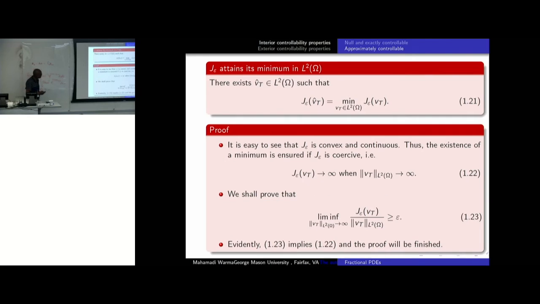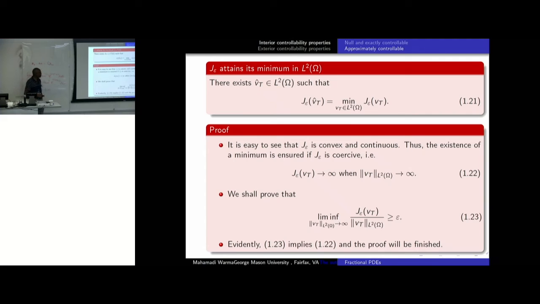Okay, but let's see. We just assumed that we have a minimum, but now we have to prove that our functional has a minimizer. Then I claim that there exists a minimizer. The functional we defined is clearly convex and continuous. Then to prove that we have a minimizer, we have to prove that it is coercive. Coercivity means that the functional goes to infinity when the norm of Vt goes to infinity. That's what we want to prove.